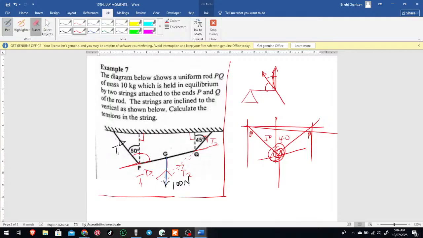So let's draw it properly. These are some of the questions that will come in the exams. So let me solve it. These are our weights, vertically downwards. I'm just going to draw weight at 10 times.